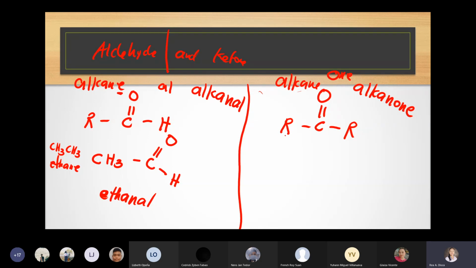Our ketone has 2, right? The carbonyl group substitutes both the R groups, where there would have been H here and H here. So it substitutes two. For example, we have this: CH3, then CH3. What would be the name for this?